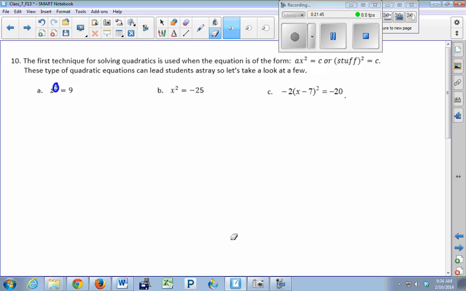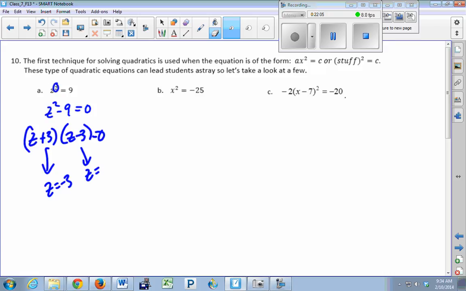You will never forget that there's 2 answers. So if you subtract 9 from both sides, the difference between 2 perfect squares is staring you right in the face. You get conjugate factors, z plus, z minus, you can't ask for anything easier to factor. There are your 2 answers right now, z equals -3, z equals +3.